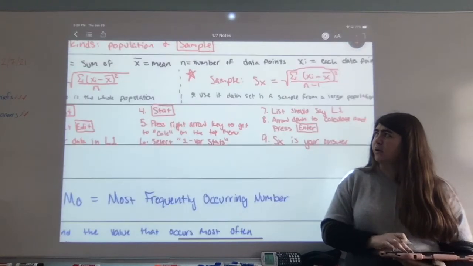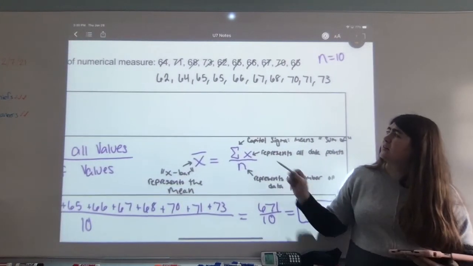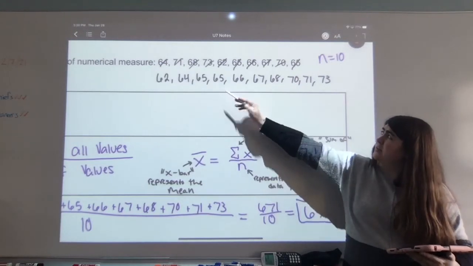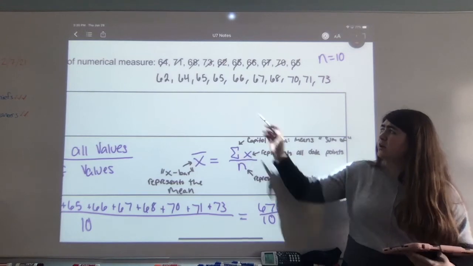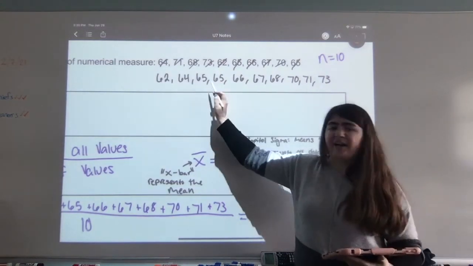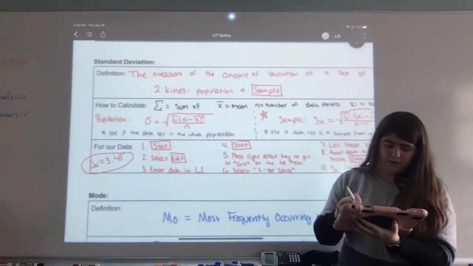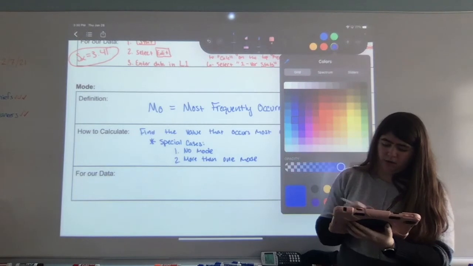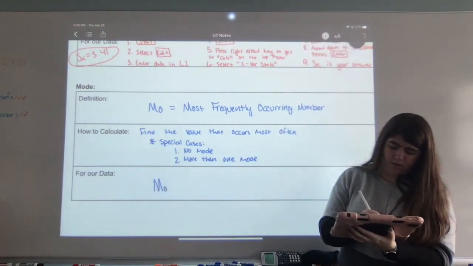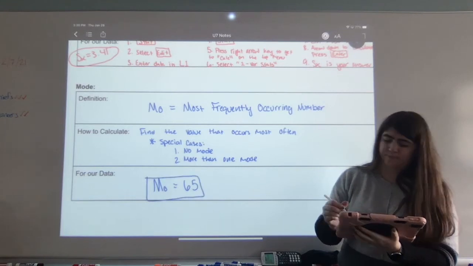So if we look at our data, we're going to go back up to the top here. We have 65 occurs twice, and nothing else occurs twice. Everything else only comes once. So our mode is going to be 65 because that's the number that occurs most often. Let's go down here, and this is our mode. Our mode, MO, is equal to 65 because it occurs most often.